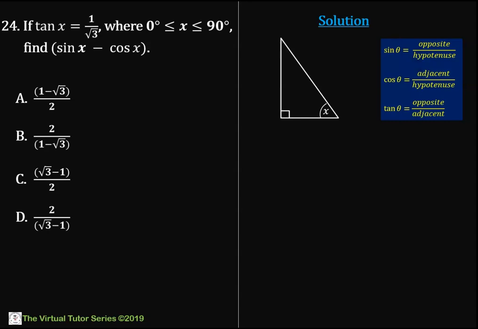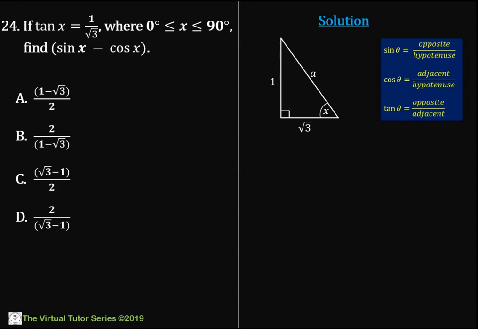The tangent of an angle is the opposite side divided by the adjacent side. So if tan x is 1 over root 3, it means that the opposite side is 1 and the adjacent side is root 3. To be able to calculate the sine and cosine of x, we need to first determine the hypotenuse. Therefore, let's use A to represent the hypotenuse.